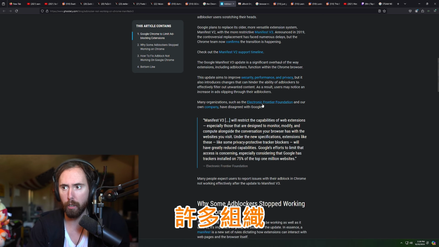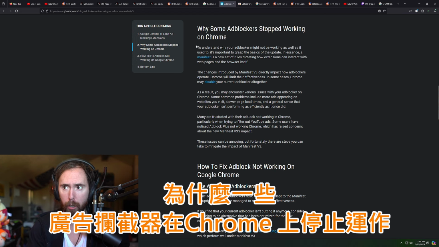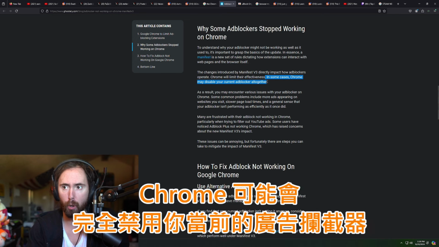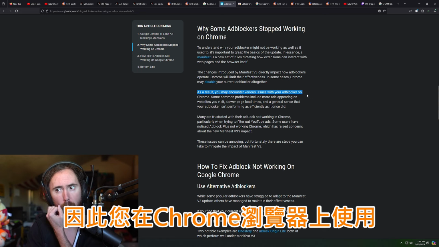Many organizations like the Electronic Frontier Foundation have disagreed with Google. Yeah, of course, right? What a surprise. Why some ad blockers stopped working on Chrome. In essence, the manifest is a new set of rules. In some cases, Chrome may disable your current ad blocker altogether. As a result, you may encounter various issues with your ad blocker on Chrome.